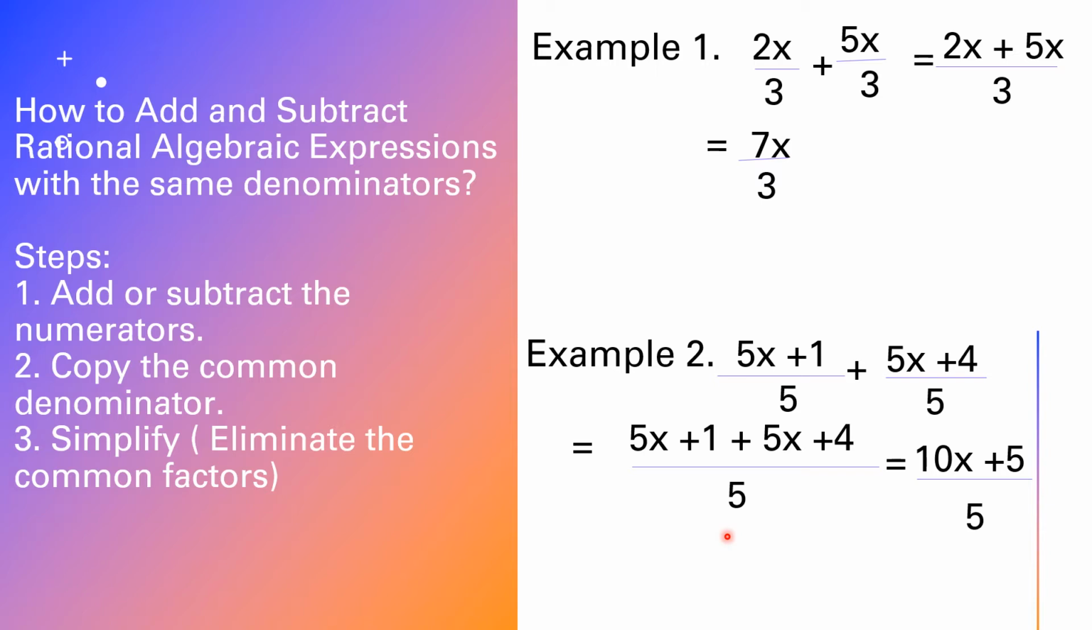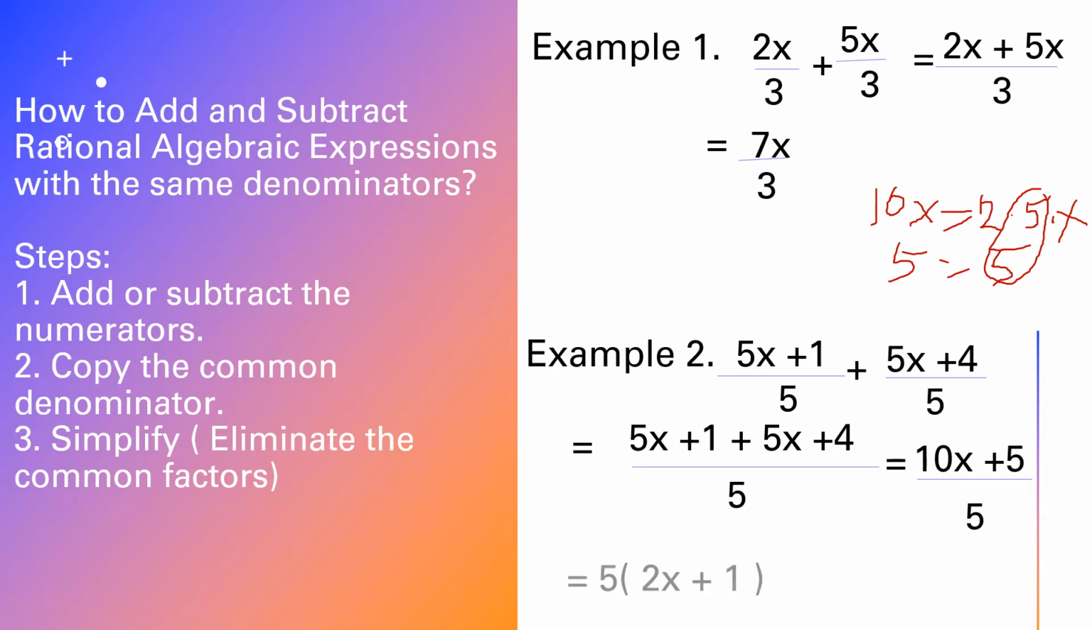Now, look at the numerator here. We can still simplify this. We can factor the numerator. We can find the common factor of 10x and 5. So we can do it like this. 10x is equal to 2 times 5 times x. And then 5 simply is 5. The common factor now is 5.